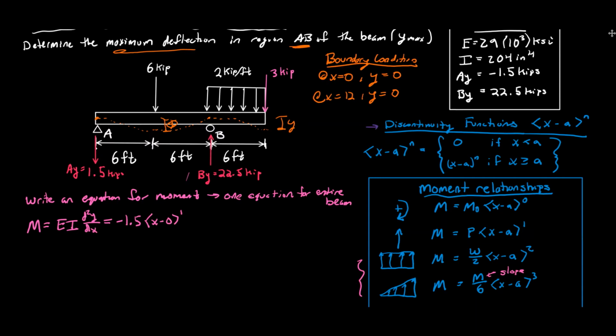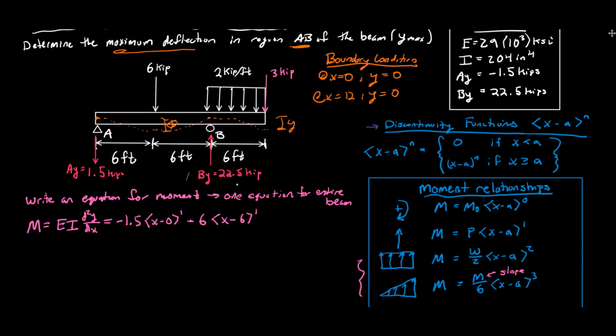Next, I have a 6 kip concentrated load at x equals 6 feet. So I'm going to do the same thing, but this time my magnitude is going to be 6 kips. And instead of x minus 0, what is that going to be? Well, now it's at 6 feet, so it's going to be x minus 6, and that's still going to be the first power. So we're done with this 6 kip load. And we have another concentrated load, so now we go to this BY here.